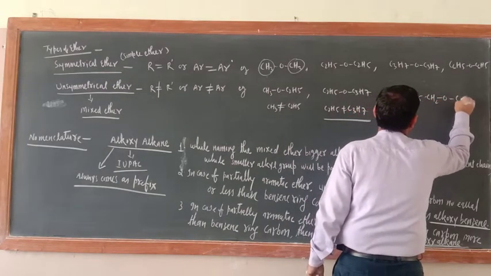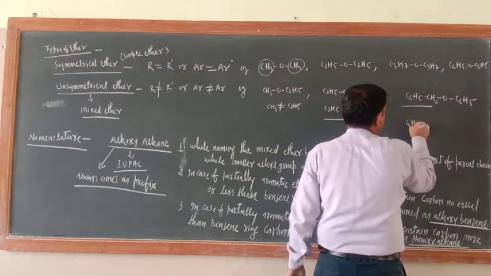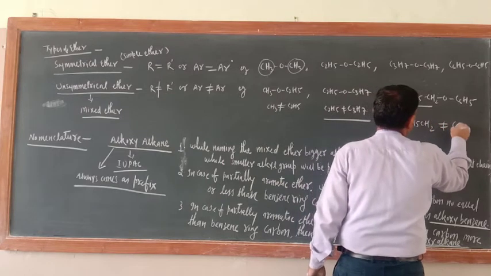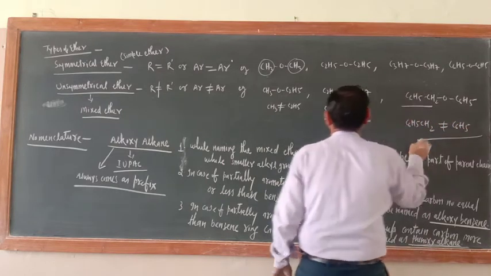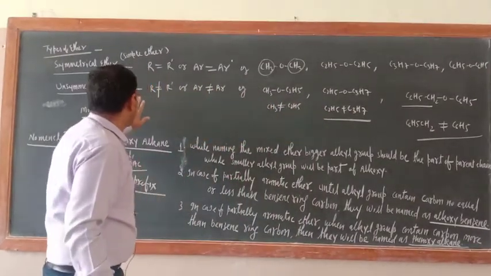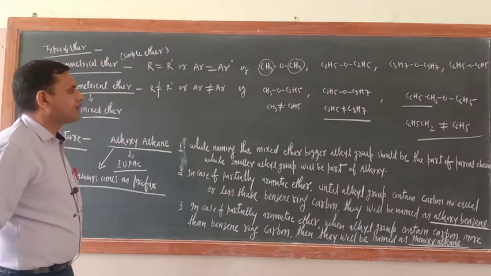C6H5CH2O C6H5. So one aromatic ring is this one, C6H5CH2, and another one is C6H5. I am not talking anything about the nomenclature right now. I am just telling you what is the meaning of symmetrical and unsymmetrical. So I hope that you have got this one.